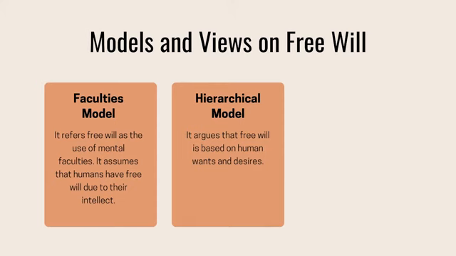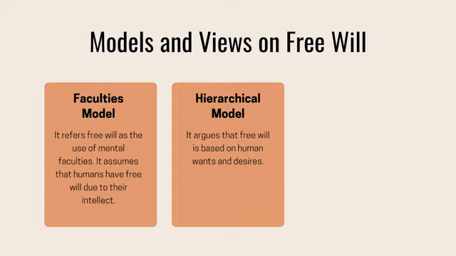Next is the hierarchical model. It argues that free will is based on human wants and desires. An individual is faced with various wants and desires that need to be met. Okay, a person exercises free will when he or she identifies one desire as acceptable and decides to act upon it.